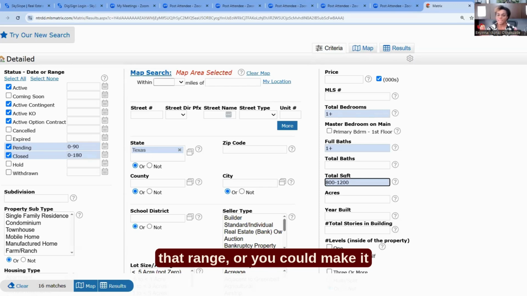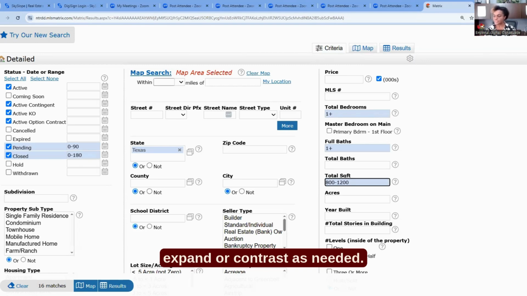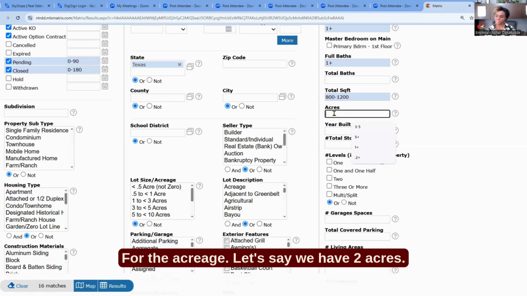you could make it smaller, a smaller range, maybe between 900 and 1,100 if there's so many properties showing up within the range you originally put in. So you can always expand or contract as needed. For the acreage, let's say we have 2 acres.